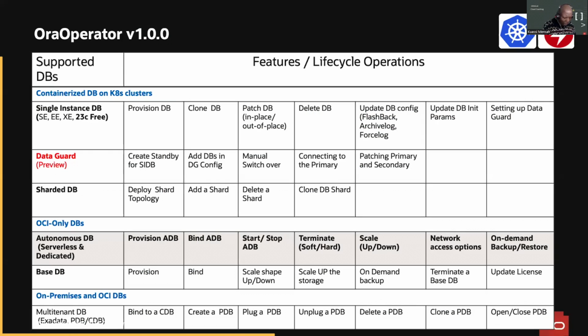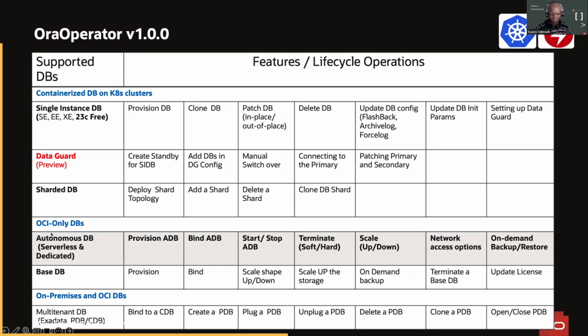Now, in terms of APIs, in terms of lifecycle, sorry, the operator only manages and automates the lifecycle of Oracle databases. So here we have the single instance database, and you can see the lifecycle operations that the operator offers or supports, right? And then we have Data Guard in preview. Preview means it's not production. So this is version 1.0.0, the current version, and this is a production version. So some features are not production. For example, Data Guard is in preview mode.